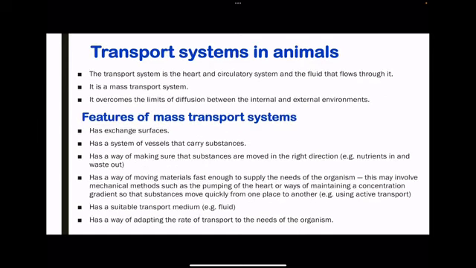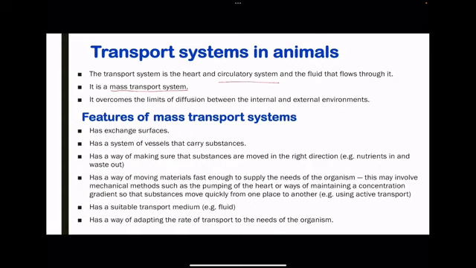Moving on to transport systems in animals, here we have what we call the circulatory system, and this is going to be a system where we have fluids through which some of these substances are going to be transported around the body. The circulatory system in animals is a mass transport system. This system helps to overcome the limitations of diffusion.